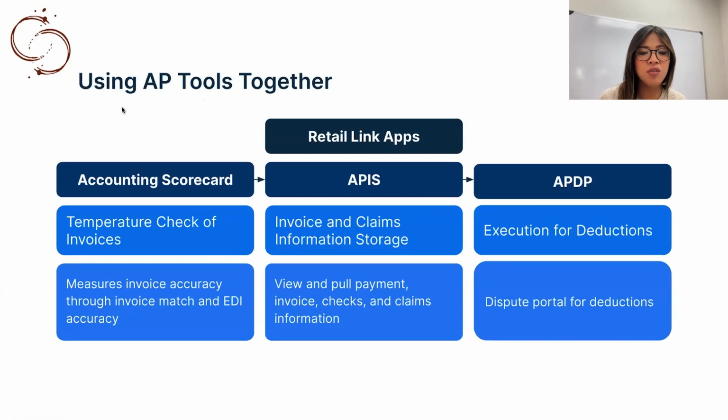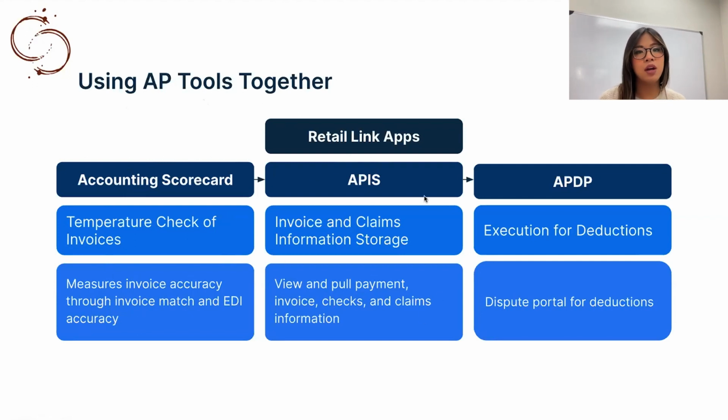I wanted to show you the different tools that are available to you within Retail Link. Again, this is going to be very similar across both US and Canada. You're going to utilize the accounting scorecard, which is a really great temperature check for invoices. It helps to measure your invoice accuracy through invoice match and EDI accuracy. Those are really helpful when you're dealing with any type of allowance or pricing discrepancies. This can be a really good place for you to do research and check.